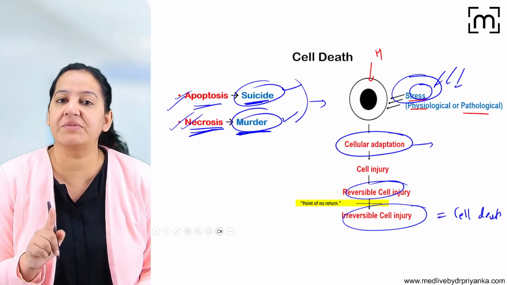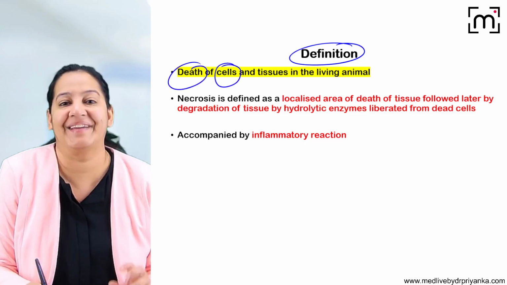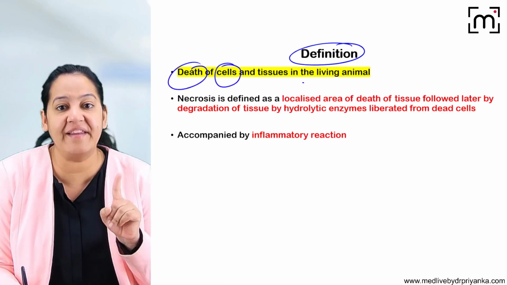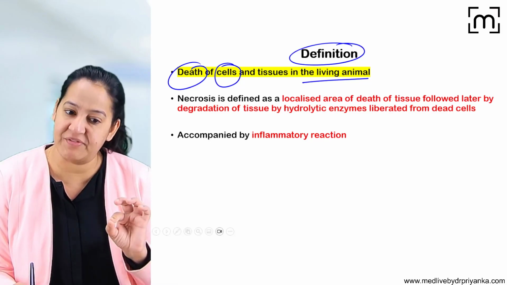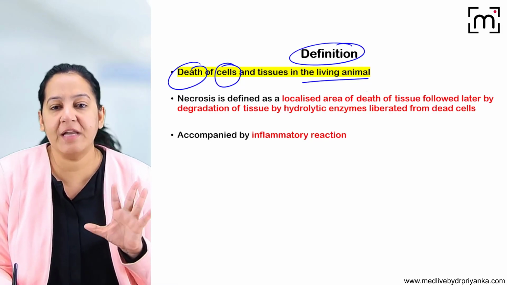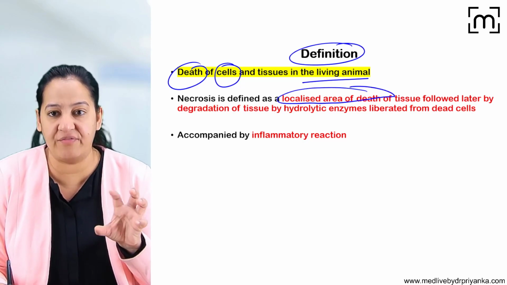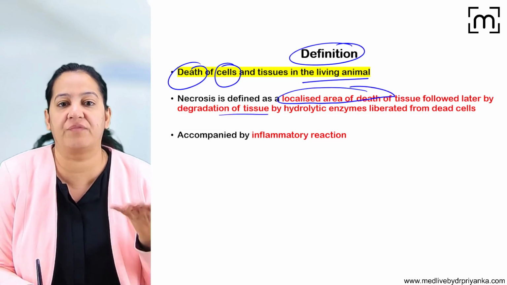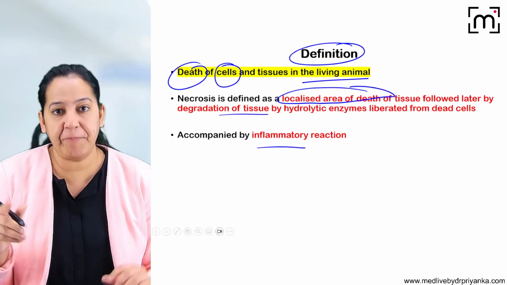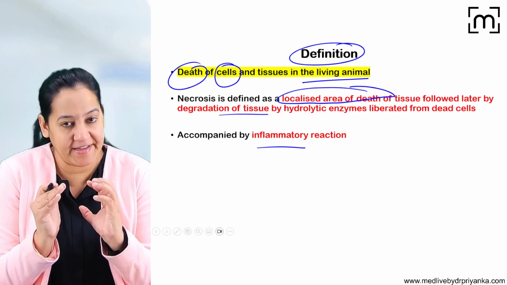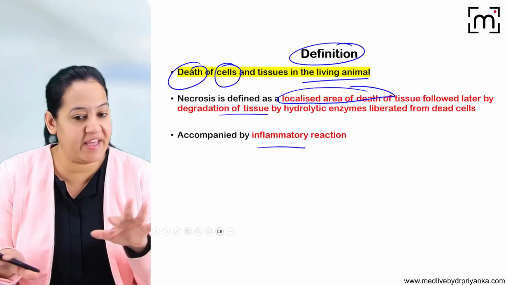So let's start necrosis. What is the definition of necrosis? Necrosis is also a type of cell death. It is the death of cells in a living animal. Here there is a localized area of dead tissue, followed by degradation of the tissue, and there is always inflammation, in contrast to apoptosis. In apoptosis the cells shrink and the cell is phagocytosed silently. There is no leakage, there is no inflammation.